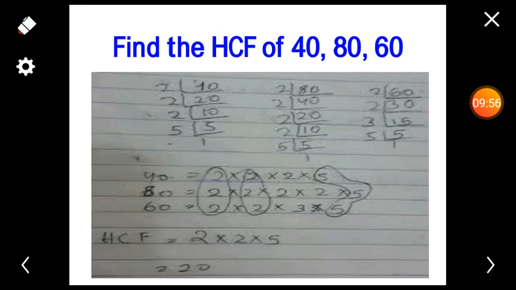Find the HCF of the given numbers 40, 80 and 60 using the factorization method. Here look at the factors given here. First find the prime factors of these given numbers using the division method. Therefore we get 40 is equal to 2 into 2 into 2 into 5, 80 is equal to 2 into 2 into 2 into 2 into 5 and 60 is equal to 2 into 2 into 3 into 5.